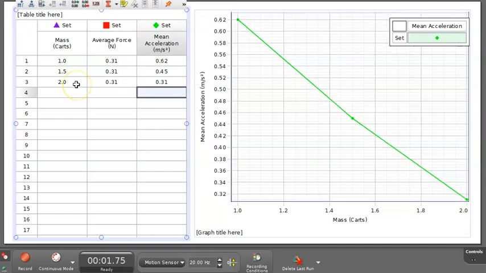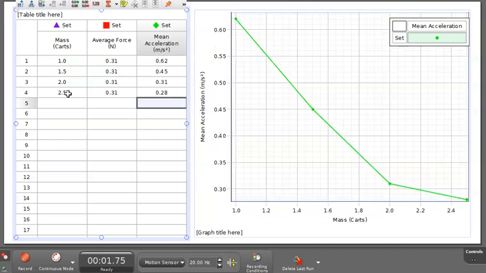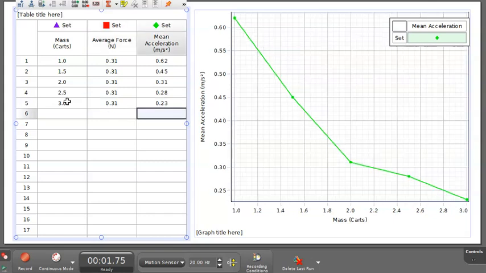And now it's starting to rescale automatically. Good. Next, we have 2.5 cart masses with a force of 0.31 and a mean acceleration of 0.28. And we're going to finish off with 3 cart masses with an average force of 0.31 and an average acceleration of 0.23. And there's our graph. And we have an issue here.